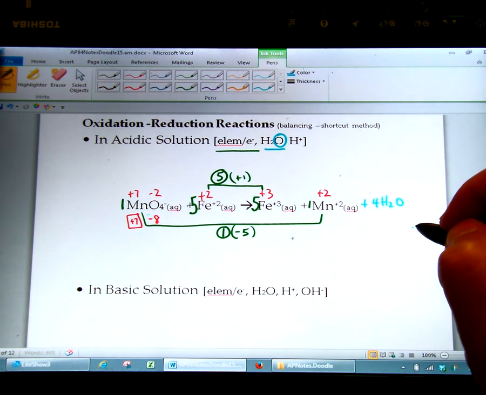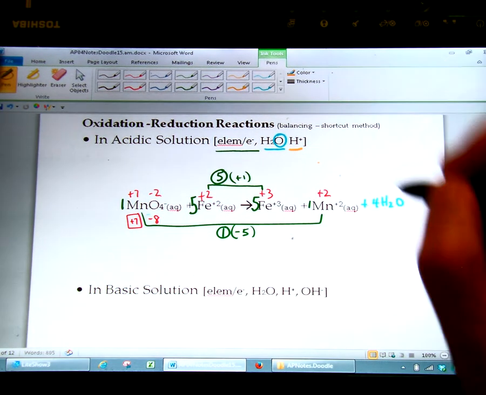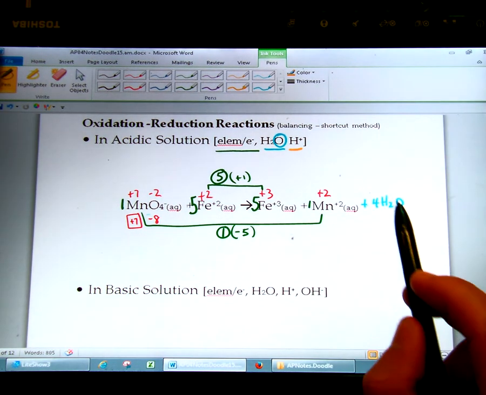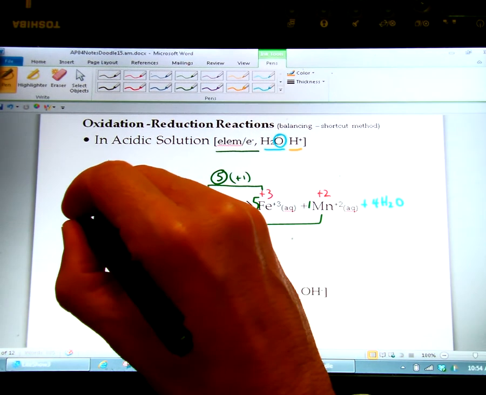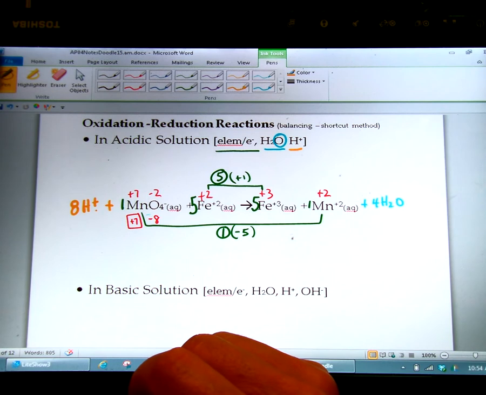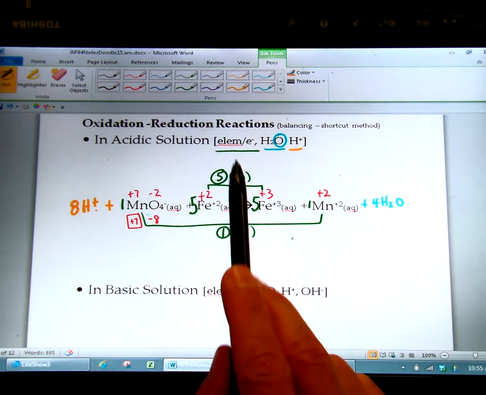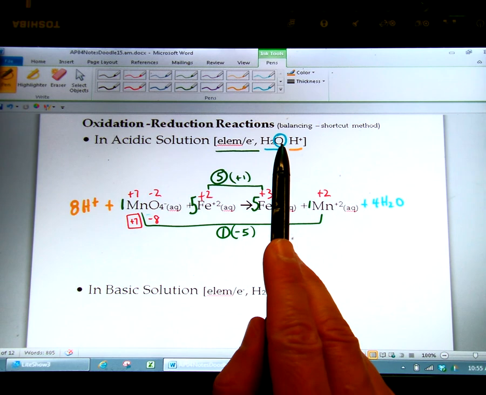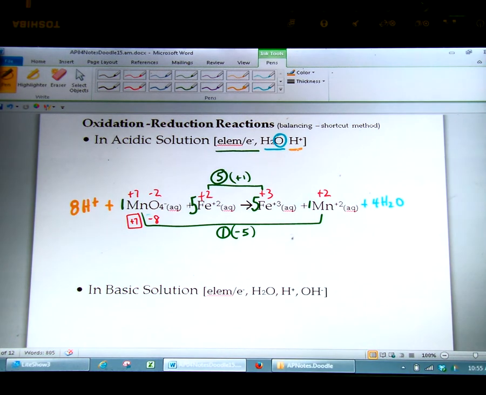Now that we're done with the O's, we're going to go to the H's. So when we do that, we're going to realize that the right side of the equation has 8 hydrogens. This has no hydrogens at all. So I'm going to need to put 8 hydrogens on the left side. And now I'm completely done balancing the equation in an acidic solution. So we did element, electron, oxygen with water, H with hydrogens. Next, we're going to move on to the basic.